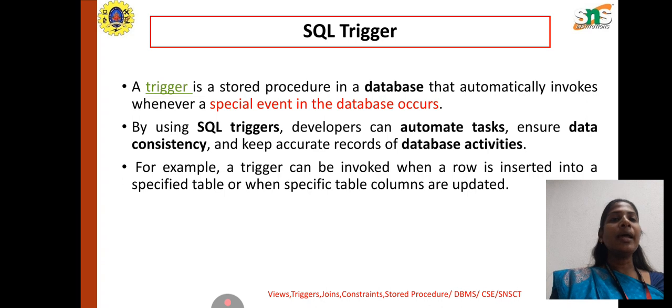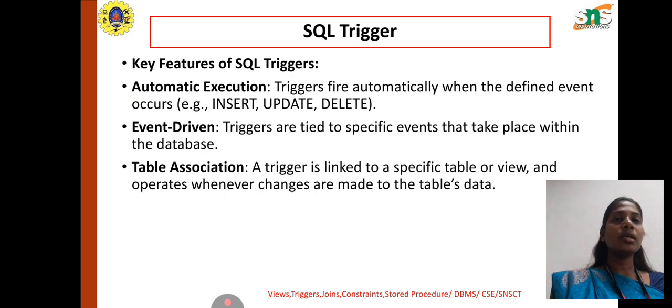those changes should be permanently reflected in the database. For example, a trigger can be invoked when a row is inserted into a specified table or when specific table columns are updated in the database. This is called an SQL trigger. Next, trigger features.